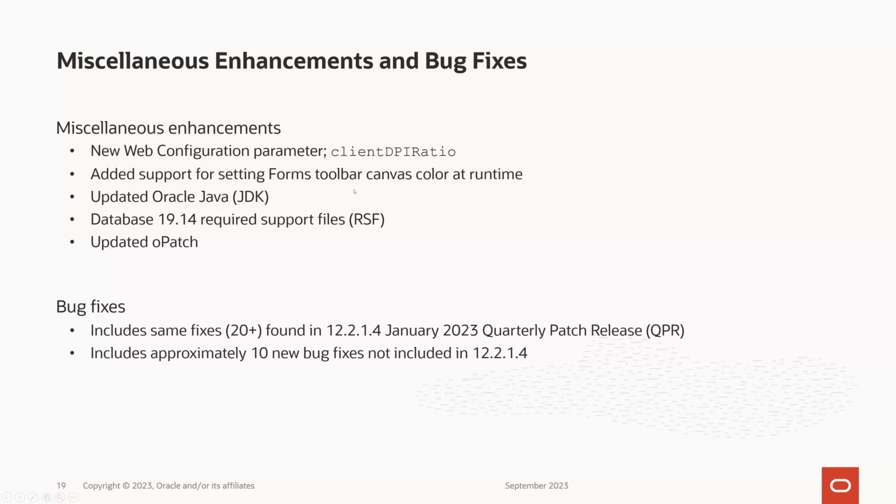There were a bunch of bug fixes. We actually consumed the 12.2.1.4 January quarterly patch, so that was approximately 20 or 25 bug fixes. We also included 10 other bug fixes that were not available in 12.2.1.4 at the time. So a handful of bug fixes as well as the features.